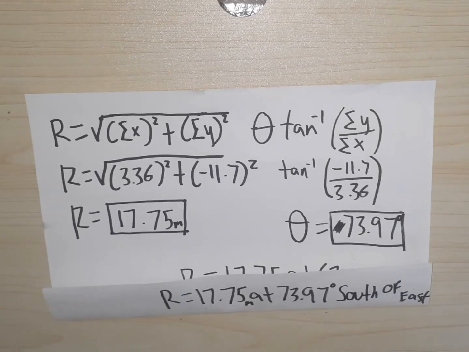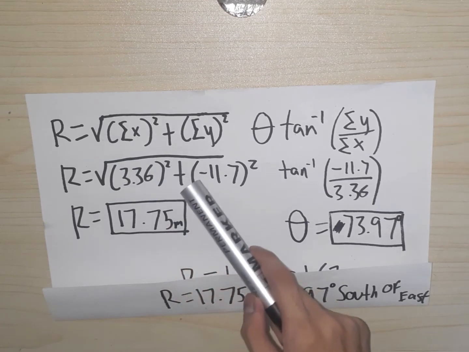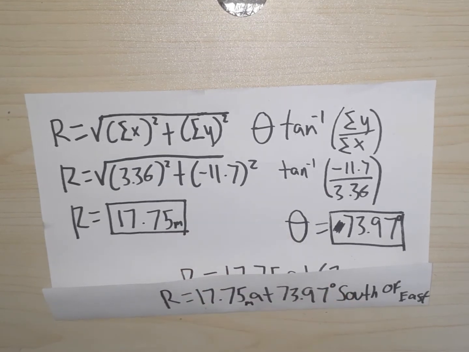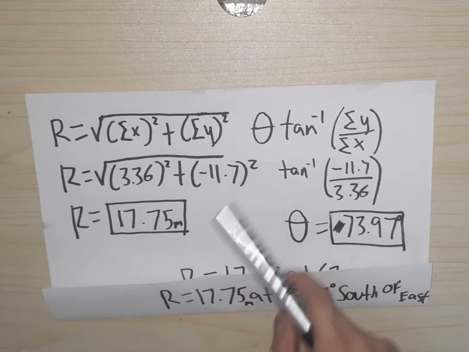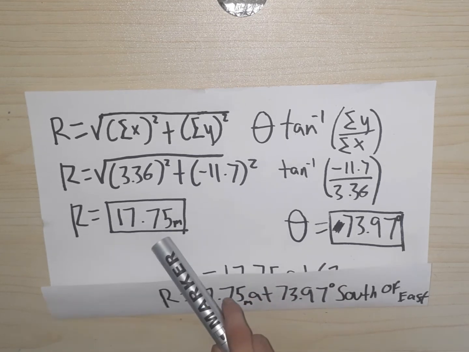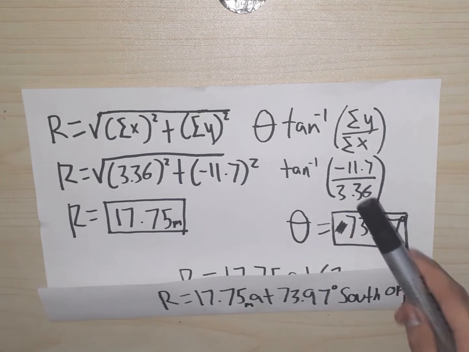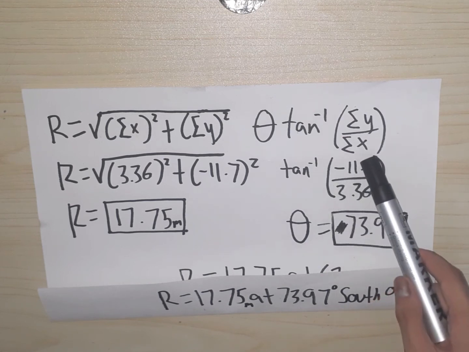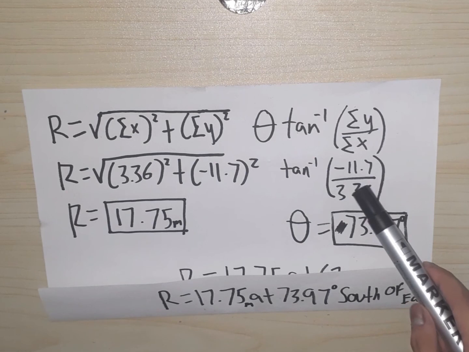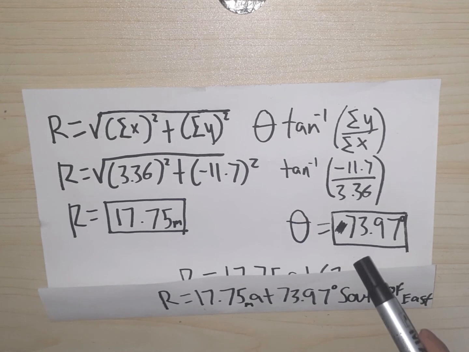After that, we're gonna solve the resultant of vector. The formula of resultant vector is the square root of the resultant of x quantity squared plus the resultant of y quantity squared. So it's 3.36 squared plus negative 11.7 squared. The answer is 17.75 meters. And for the direction, the formula is inverse tangent of resultant of y over resultant of x. So, negative 11.7 over 3.36. So, the answer is 73.97 degrees.